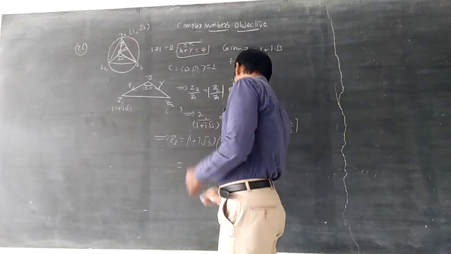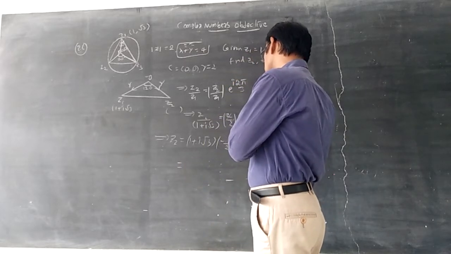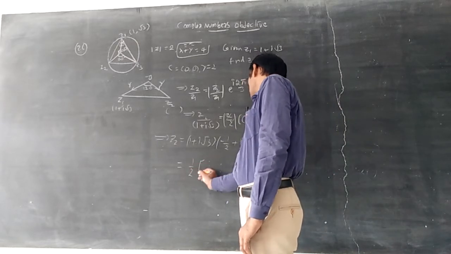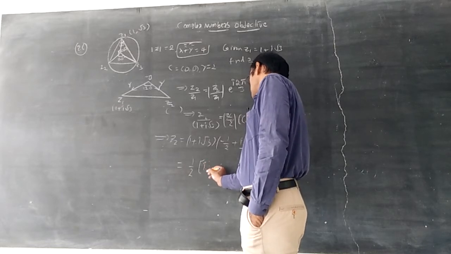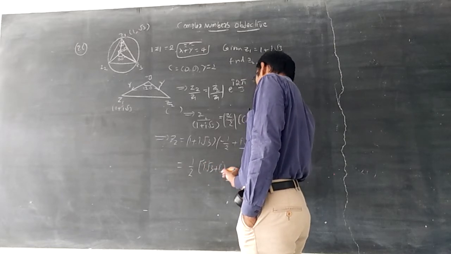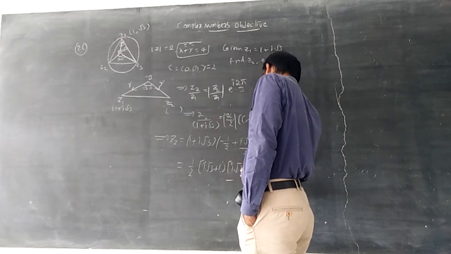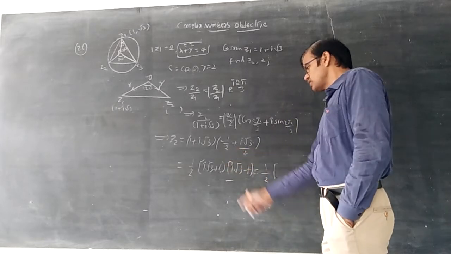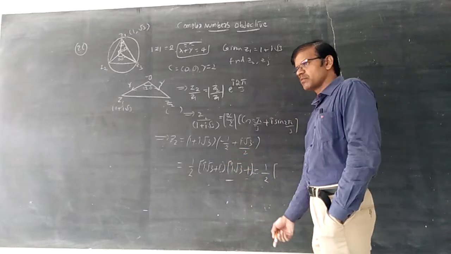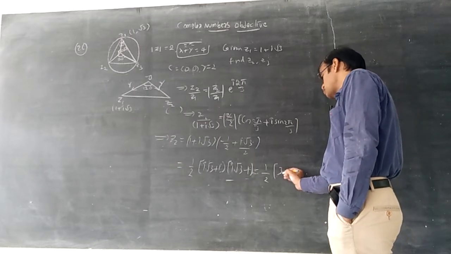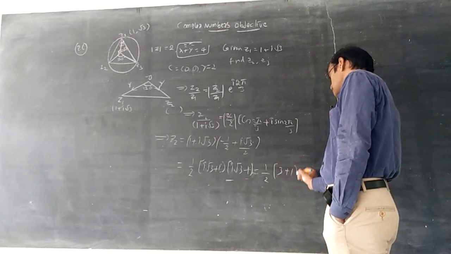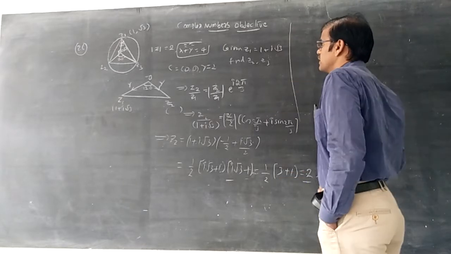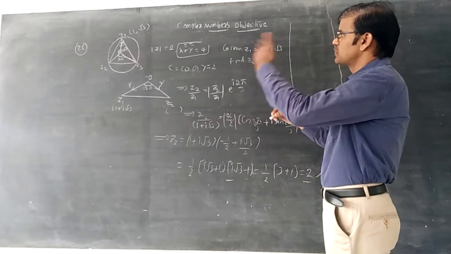Multiply 1 plus i root 3 by minus 1 plus i root 3, taking 1 by 2 common. So we can write it in the form of i root 3 plus 1 into i root 3 minus 1. In the formula, a plus ib into a minus ib gives a square plus b square. So it is 3 plus 1, 4 by 2. So one vertex is 2. So for Z2 we have it.